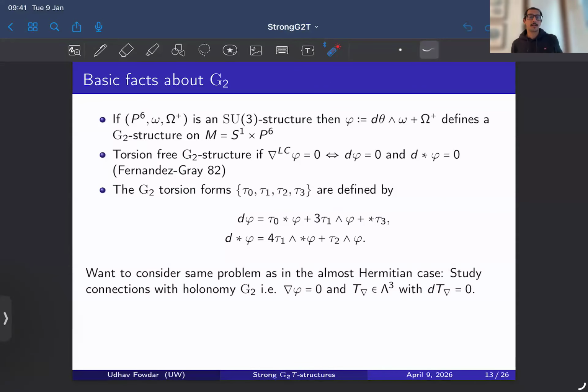And what we'd like to do, we'd like to consider the same problem as in the almost Hermitian case, namely we would like to look for connections which have holonomy G2, but who has non-torsion free connection, but it's of skew-symmetric type and it is closed.